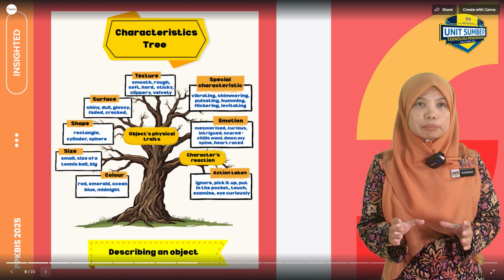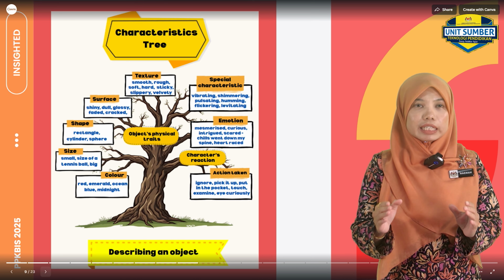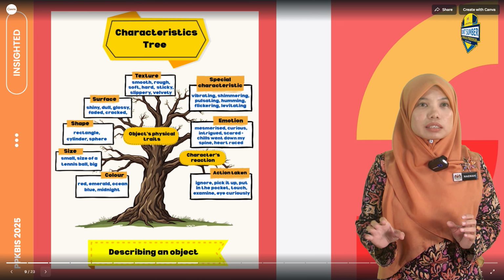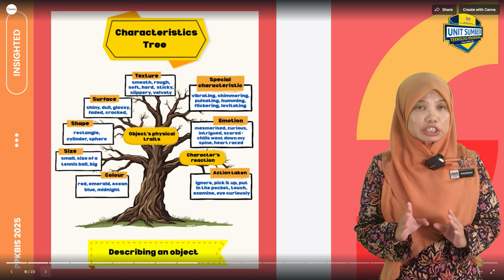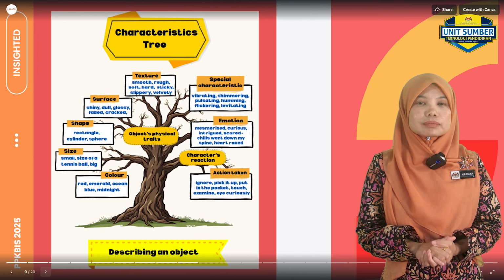So this is an example of the characteristics tree when it is already filled with details about the objects, about the description of the objects.